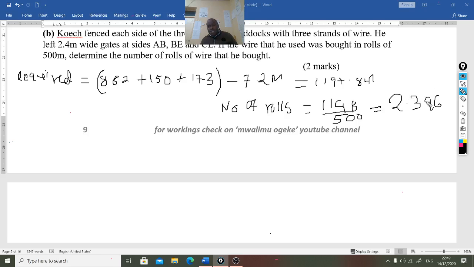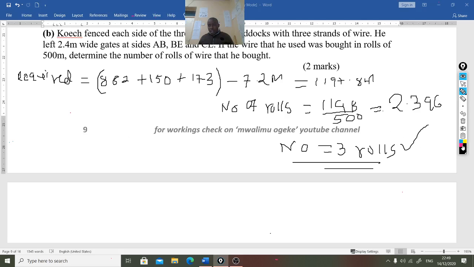there is an extra part of a roll. So you cannot buy 2 only. You buy more than 2, which is 3 rolls. So the number of rolls becomes 3. That is what you required. So I must see 3 rolls as the answer.